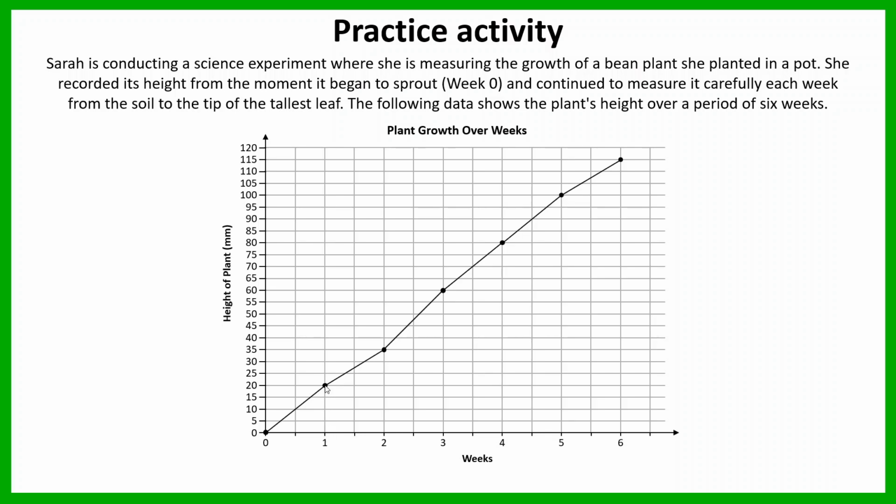Okay, you should have at 1 week, it was 20. At 2 weeks, it was 35. At 3 weeks, it was 60. At 4 weeks, it was 80. At 5 weeks, it was 100. And at 6 weeks, it was 115. So that's what your graph should look like.